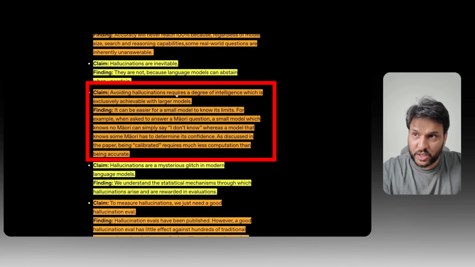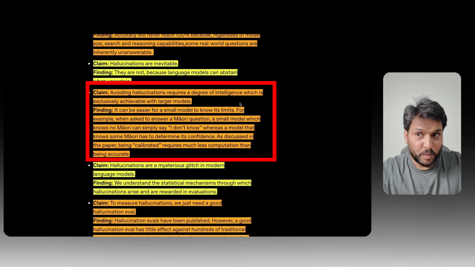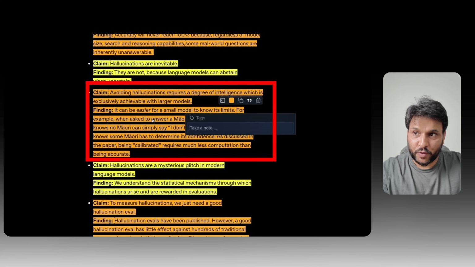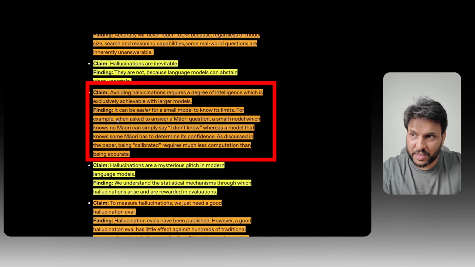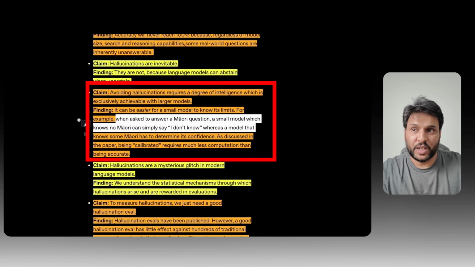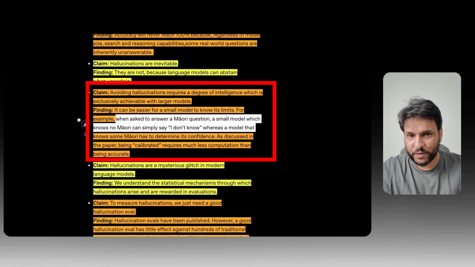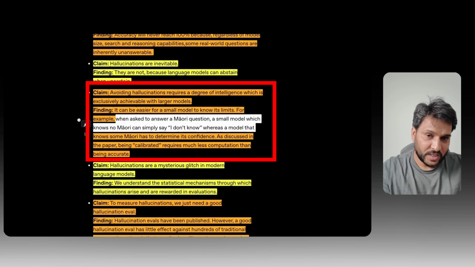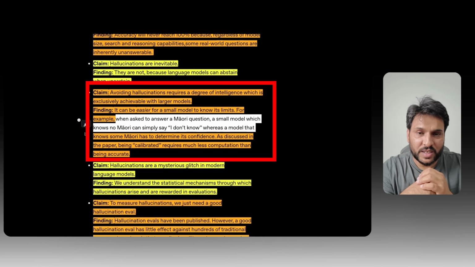The next one is that avoiding hallucinations requires a degree of intelligence which is exclusively available to larger models. But they argue that that may not be the case. Smaller models may actually know their limits. So for example, their specific example is, if the model is asked about a topic that it does not know, the smaller model can actually say that it doesn't know based on its limited knowledge. But if a larger model with more intelligence has knowledge of that topic, but not to the extent to which it can answer the question, it may not be able to figure out the confidence level and could still hallucinate.